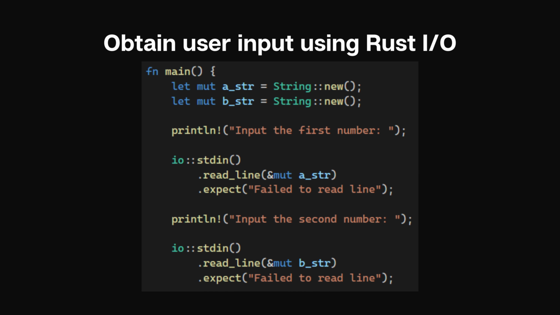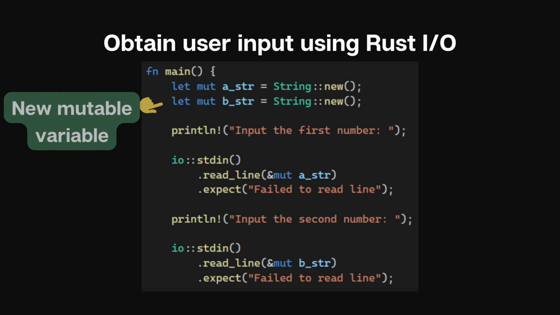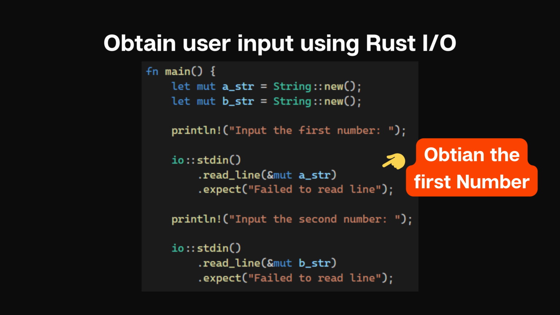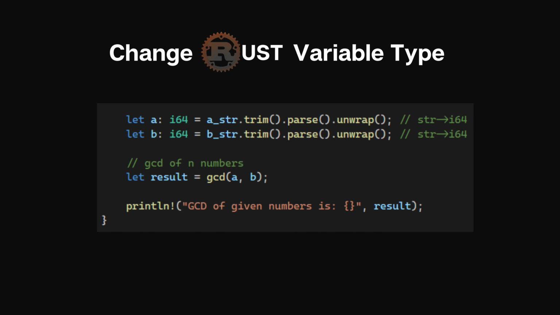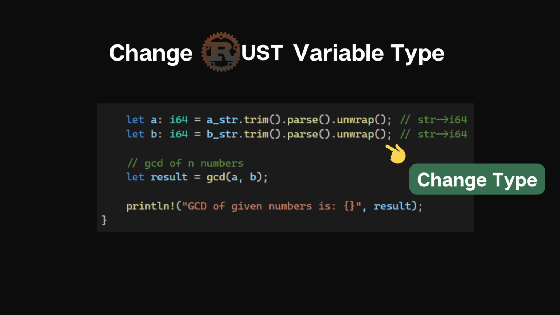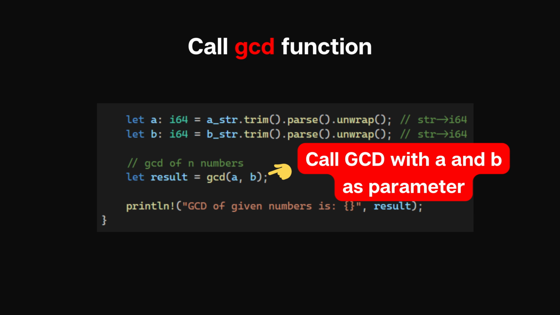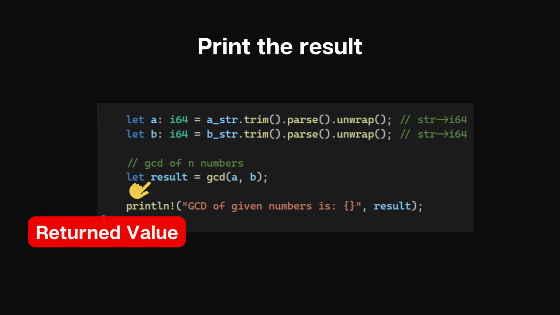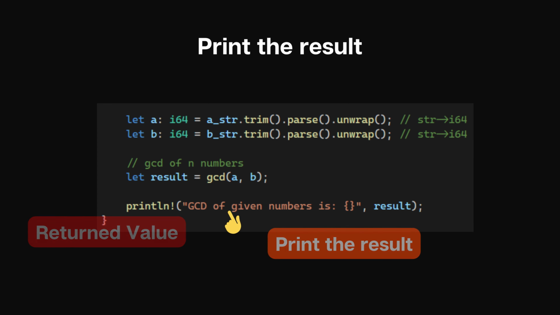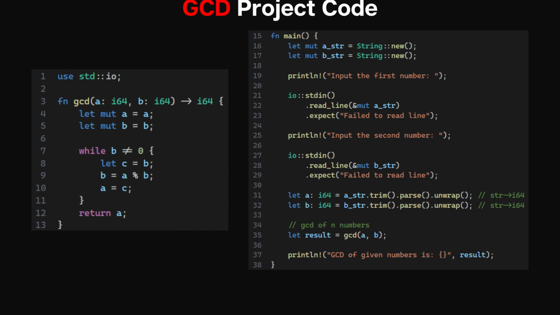Next, we'll obtain the input from the user using the Rust IO system. We will create two mutable variables to store the input for A and B. Then, we'll read the first input into A and the second input into B. After that, convert them from string to i64 and call the GCD function with A and B as parameters. Finally, using the return value from the function, we will print the output to the user using println.